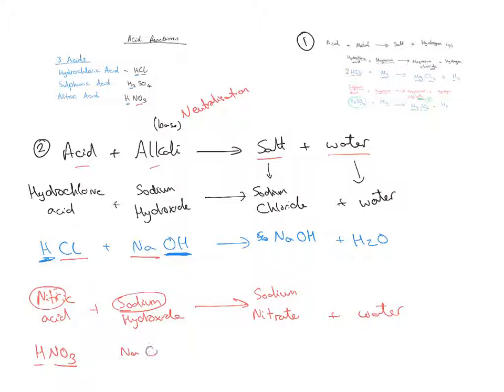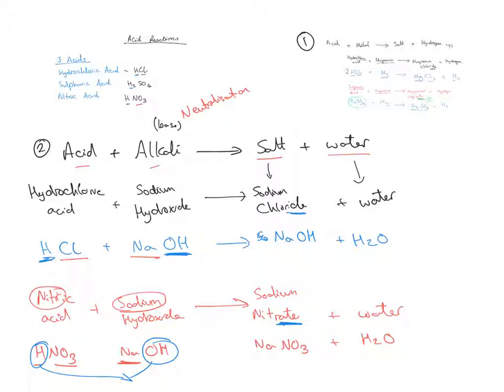HNO3. So sodium nitrate would look like this. And I've got my water produced from the hydroxide ion in the alkali, and the H plus ion in the acid would form the water. So hopefully again you can see when you use sulfuric acid and nitric acid it ends in ate. When you use hydrochloric acid it ends in ide. There's two examples of that type.